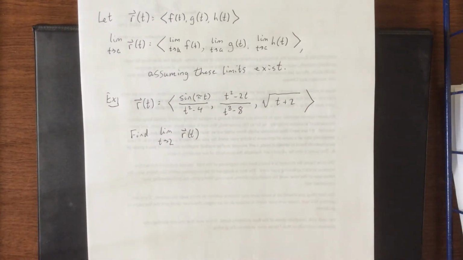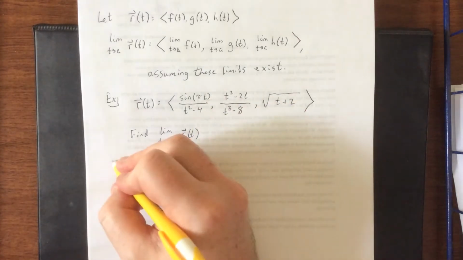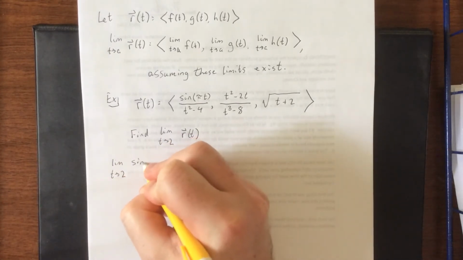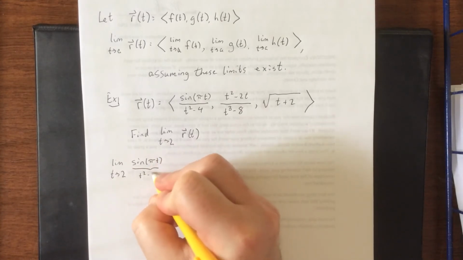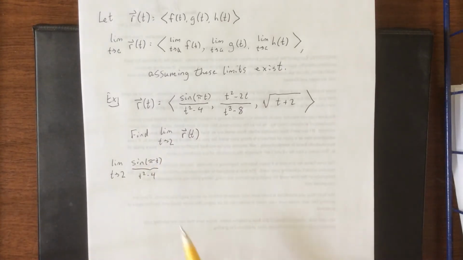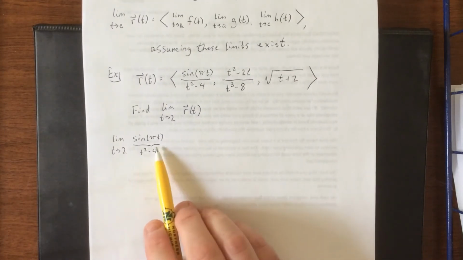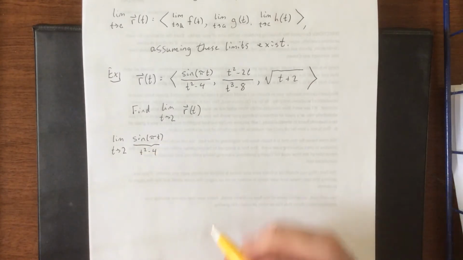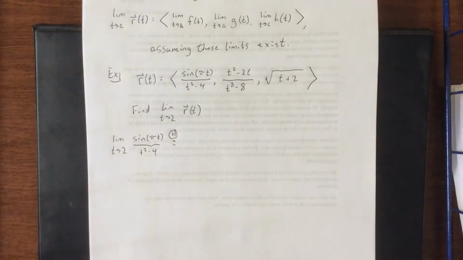So rather than trying to do all three of these at the same time, I think what I'd like to do is break it down and do each component separately. So first we'll consider the limit as t approaches 2 of the sine of pi t divided by t squared minus 4. Now if you were to attempt to use the direct substitution property, which would be just go ahead and plug in t equals 2, I'd have the sine of 2 pi over 2 squared minus 4, which is 0 divided by 0. That is an indeterminate form. As such, I am going to apply L'Hopital's rule.